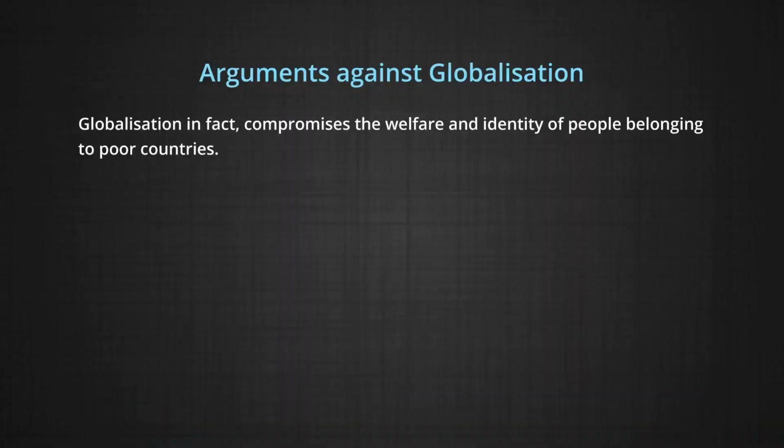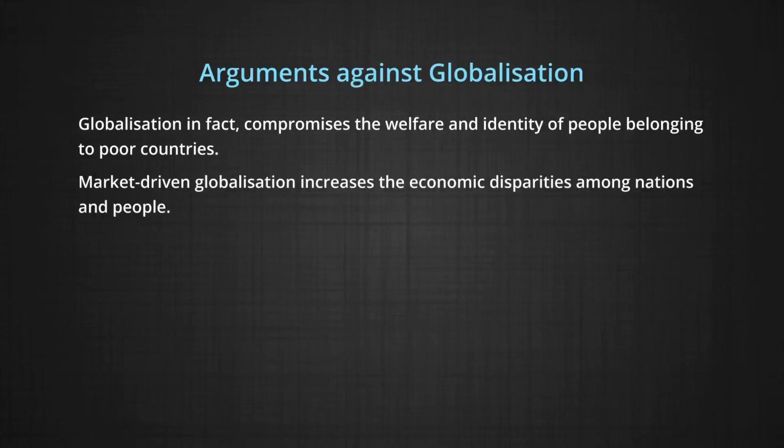Globalization has been criticized by some scholars because the benefits of globalization accrued more to developed countries, as they were able to expand their markets in other countries. Globalization in fact compromises the welfare and identity of people belonging to poor countries. Market driven globalization increases the economic disparities among nations and people.